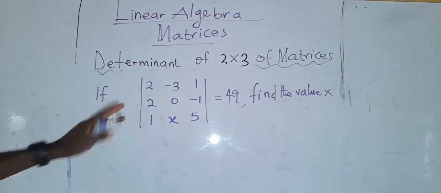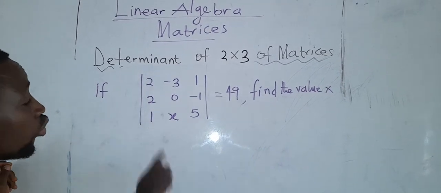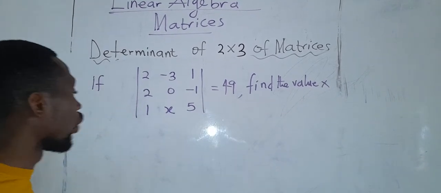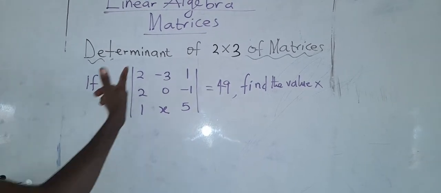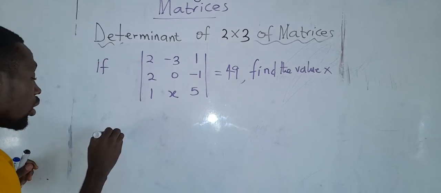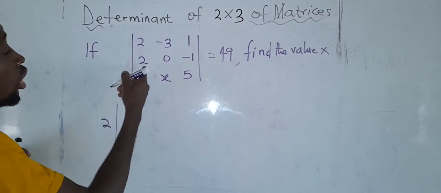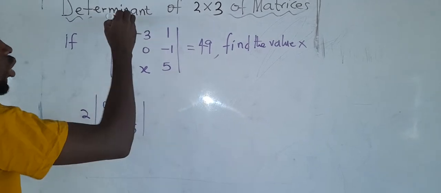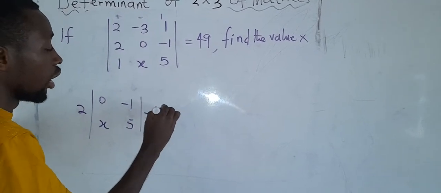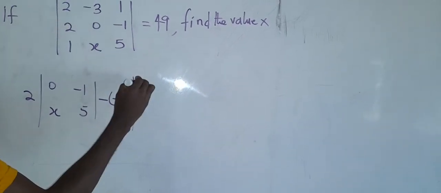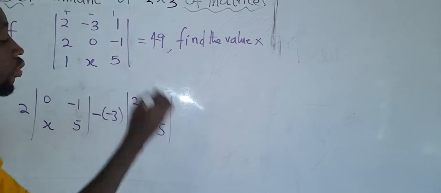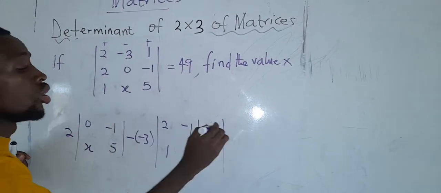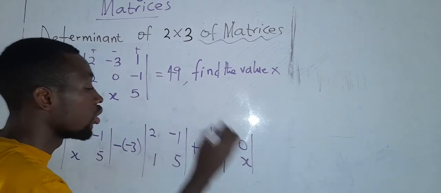So next up, we are going to apply the determinant of a 3 by 3 matrix to solve this. They say if the determinant of this matrix is 49, we should find the value of x. So we are going to use the same concept. Remember, plus minus plus. So the determinant will be 2 times the determinant of what is not under the 2: 0, x, negative 1, 5. Minus 3 times the determinant of what is not under the 3: 2, 1, negative 1, 5. Then plus 1 times the determinant of what is not under the 1: 2, 1, 0, x.